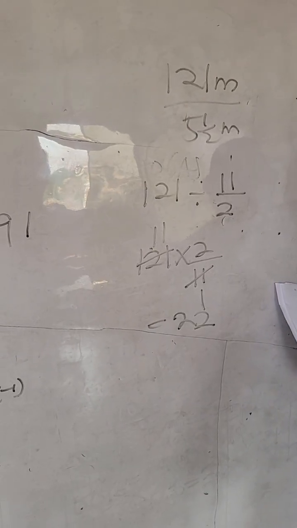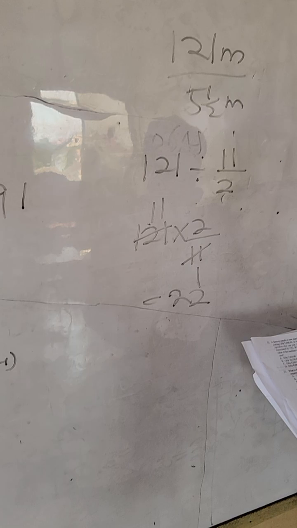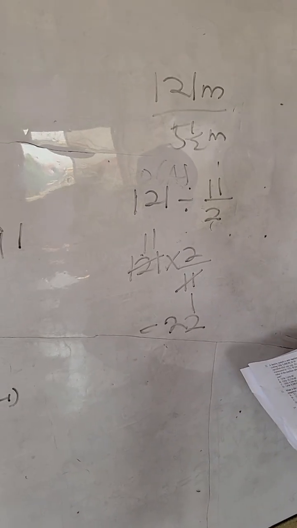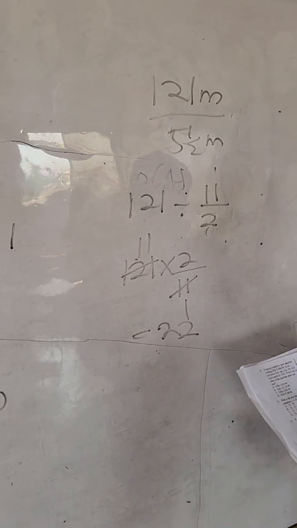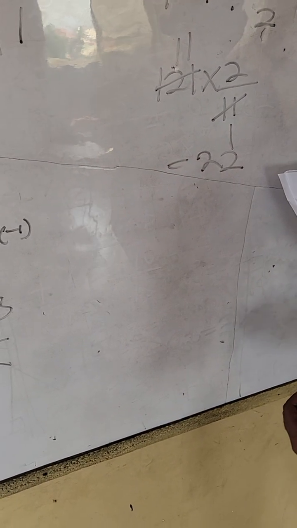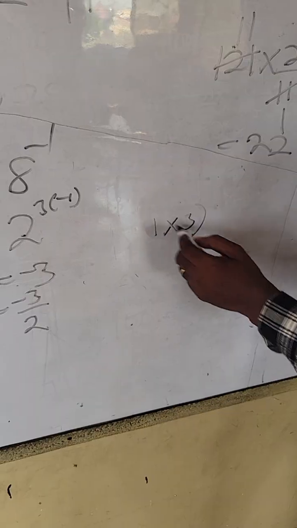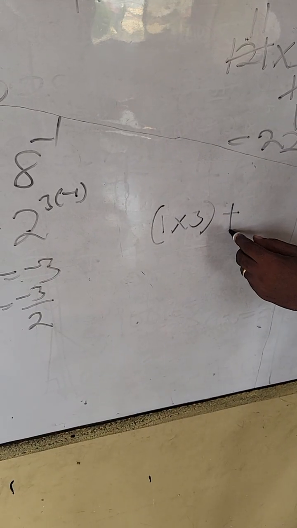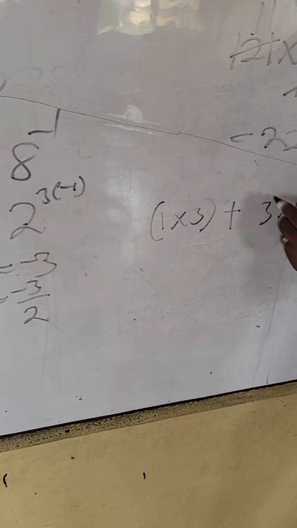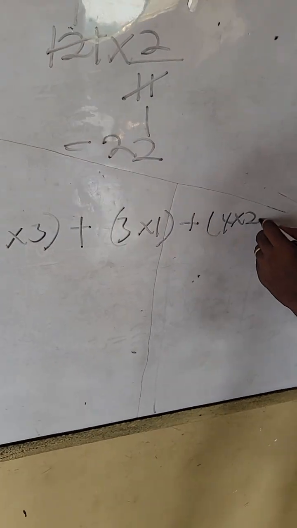38 to 40. Number of goals scored by the team. Number of goals is 1. Don't forget that this is number of goals 1. 3 teams scored it. 2 teams, no team scores, so 1 times 3, 3 teams. 2 times 0 is 0, 3 times 1. 4 goals were scored by 2 teams.